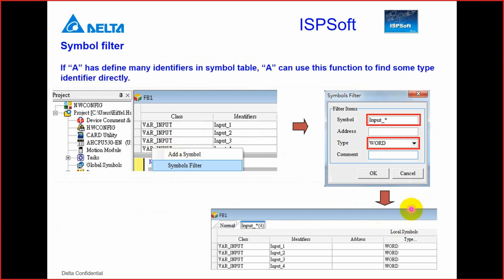And this one is for the simple filter. For the simple filter, for example, if we use a lot of inputs and you try to find all the inputs, you just use the input with the star, then you will filter out all the input information.